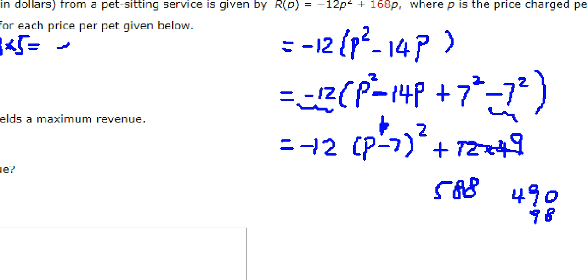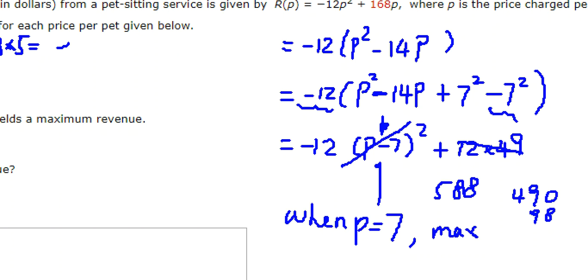So I know that when the price is $7, this term will be zeroed out, and you are getting the max value, which is 588. That's the max revenue that can be generated. If you look at the graph, the vertex is (7, 588), and it opens down, so the vertex is the highest point. Okay, that's method number 1.